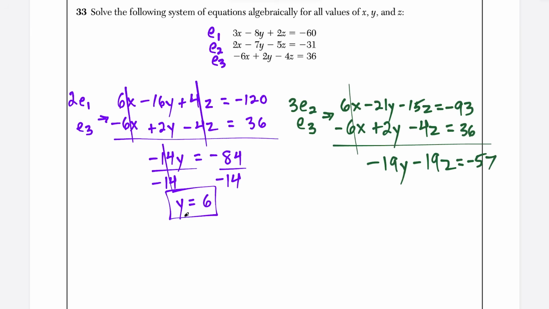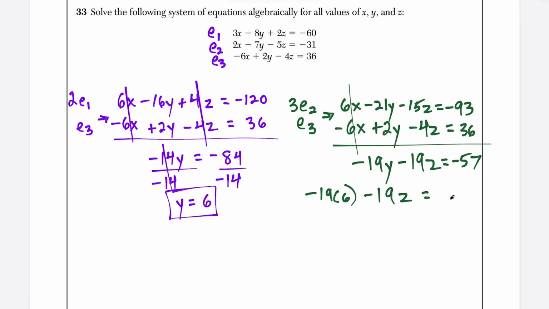And now we already found that y is equal to 6, so that we could now plug in. And I'm just going to move this over a little bit so that it stays nice within the boundary here. So now next I'm going to plug in y equals 6. We have negative 19 times 6, and then minus 19z, and this is equal to negative 57. So we could work out this product. This is going to be negative 114, and then we have minus 19z is equal to negative 57.